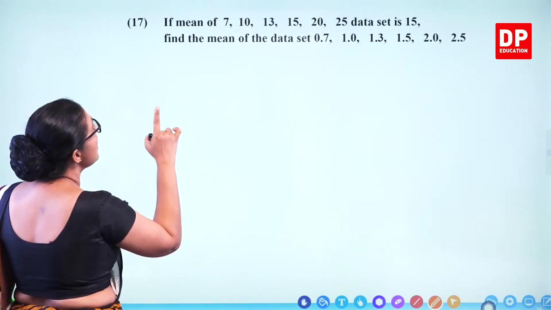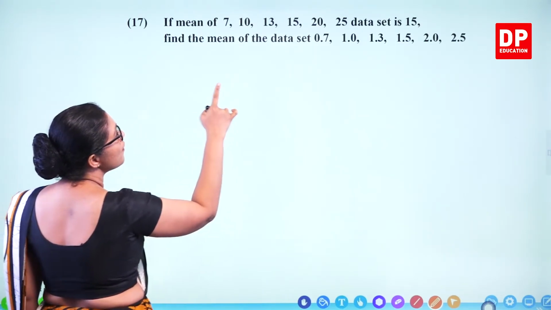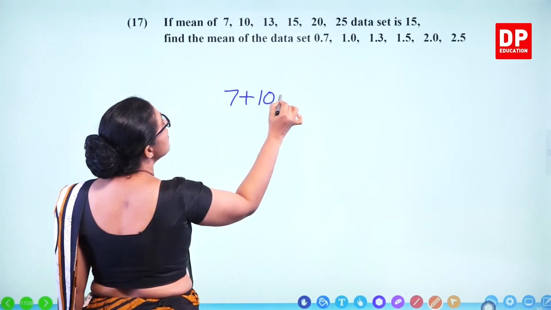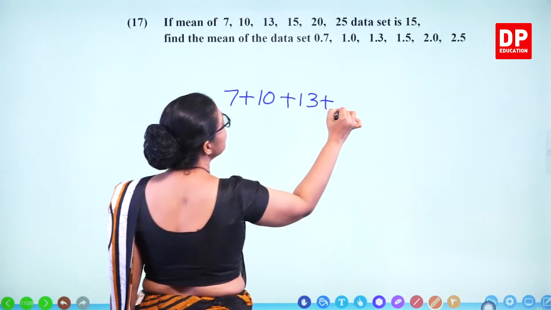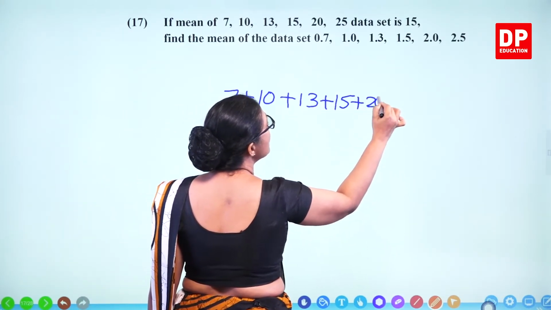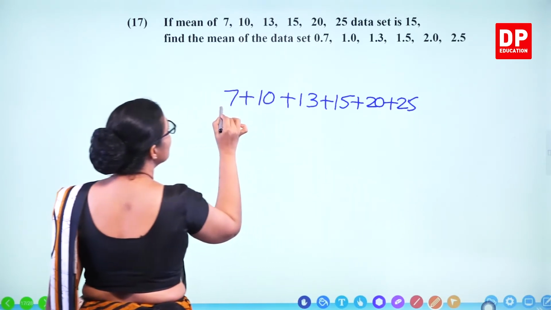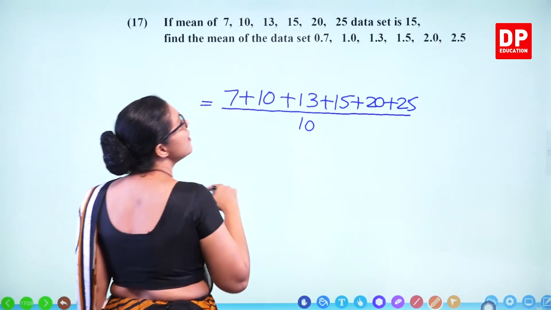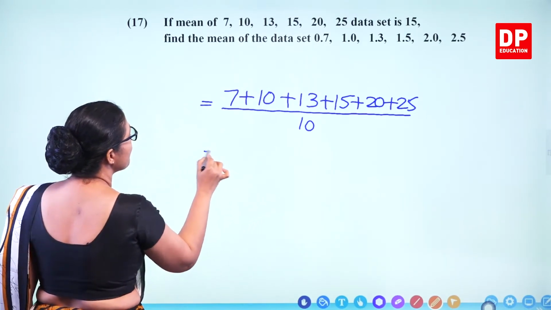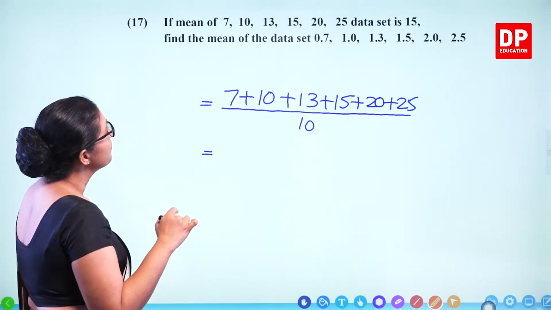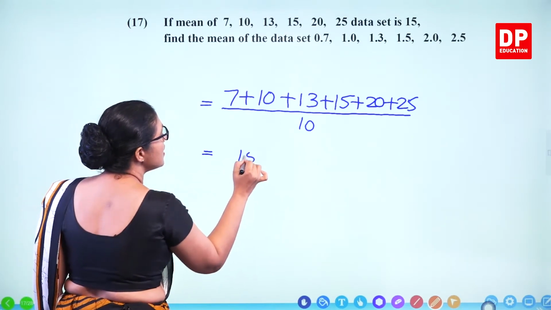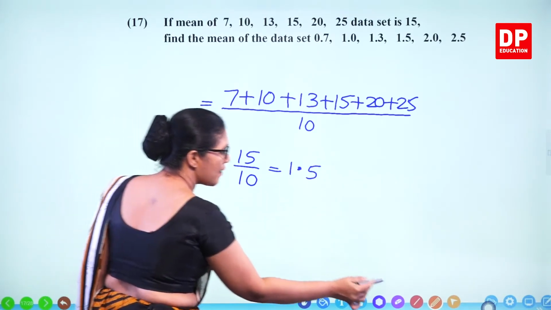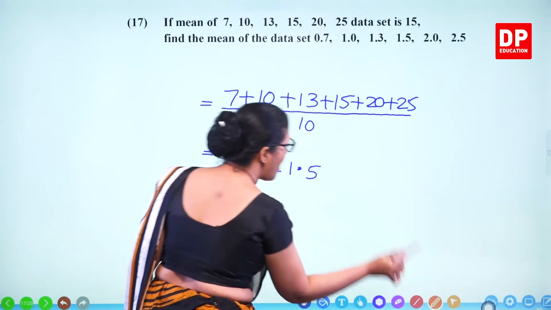So we can say the mean of the data set for this one is also, here we can write, when you are finding the total for all these numbers and dividing by 10, you get the new mean value. So what's the answer? 15 divided by 10. So that's 1.5. So you get 2 marks for that.